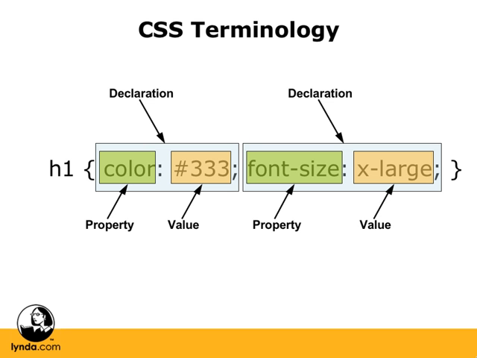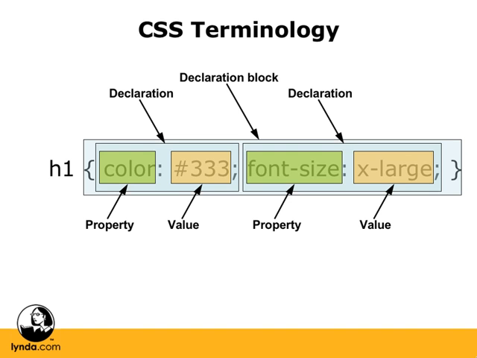A series of declarations contained together in the curly braces, which you can see here, is what's called a declaration block, probably because it's a block of declarations. It's always surrounded by curly braces, so that the curly braces are basically the begin and end points of your declaration block, just like the semicolon is always the end point of a given declaration.